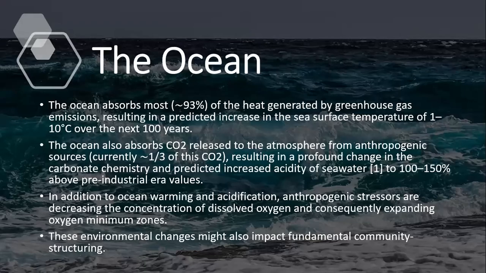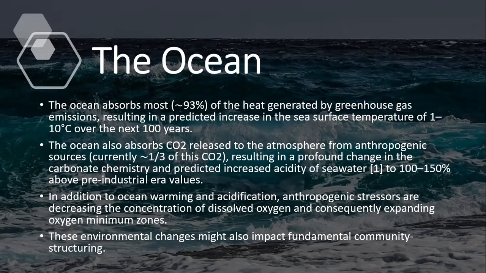So let's just look at the ocean. The ocean, as we know it, absorbs most, and in brackets we have the exact figure, 93% of the heat generated by greenhouse gas emissions, right? So the ocean absorbs all of that heat, and it causes an increase in sea surface temperature of 1 to 10 degrees over a really long period of time, 100 years. The ocean also absorbs carbon dioxide released into the atmosphere from anthropogenic sources.